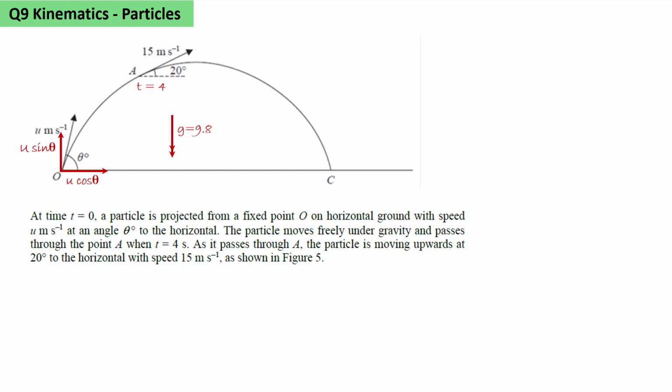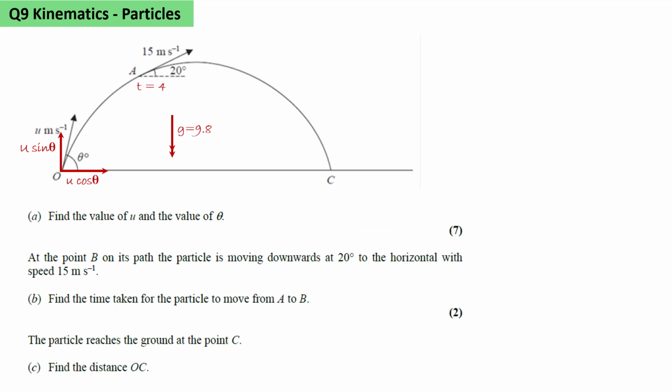As it passes through A, the particle is moving upwards at 20 degrees to the horizontal with speed 15 meters per second. We're asked to find the value of u and the value of theta. Let's start with the horizontal motion. Here, the horizontal velocity u cos theta will equal the horizontal component of the velocity at A, which is 15 cos 20. We consider the vertical motion.